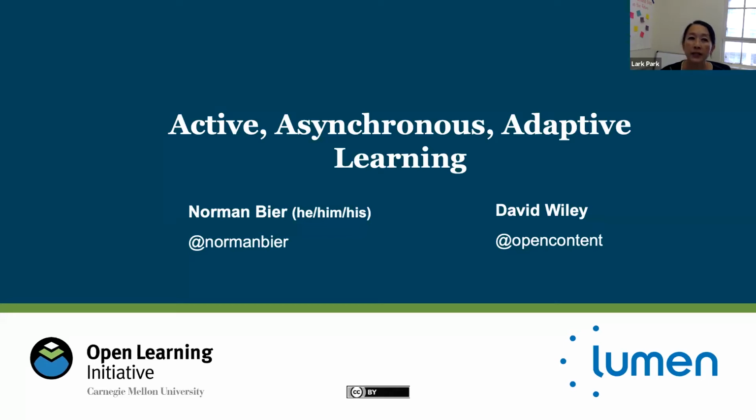Norman Bier is the Executive Director of the Simon Initiative at Carnegie Mellon, and he's also the Director of the Open Learning Initiative at Carnegie Mellon. He holds a master's in philosophy from CMU. And Norman, who says philosophers can't be wildly successful, right?